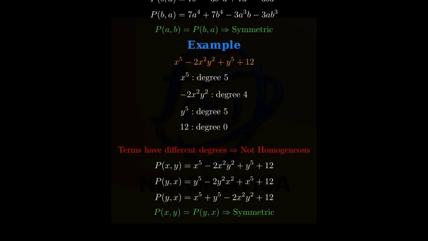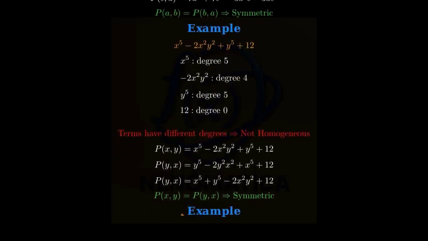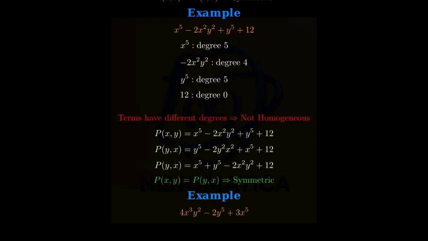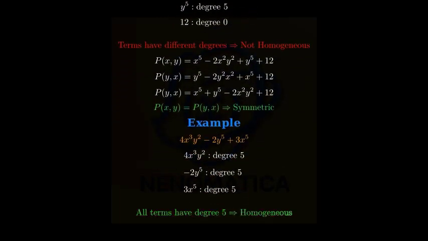Let's examine our final example. We need to determine if the following polynomial is homogeneous and symmetric: 4x cubed y squared minus 2y to the 5th plus 3x to the 5th. First, let's check if it's homogeneous. We need to look at the degree of each term. The first term has degree 5, the second term has degree 5, and the third term has degree 5. Since all terms have the same degree, this polynomial is homogeneous.